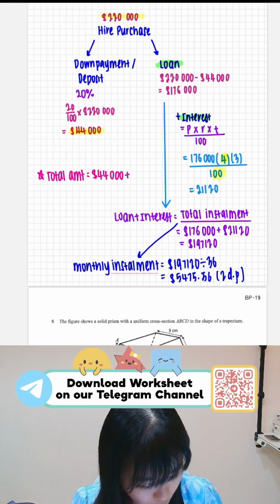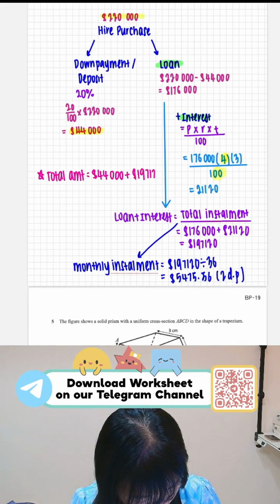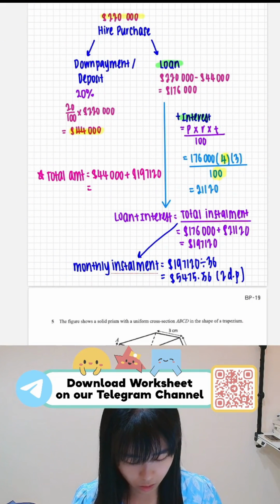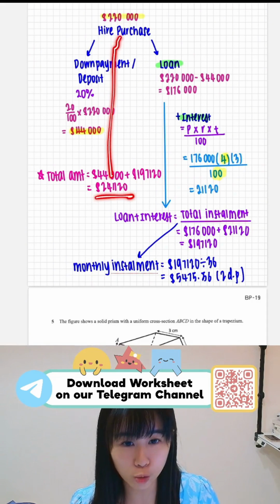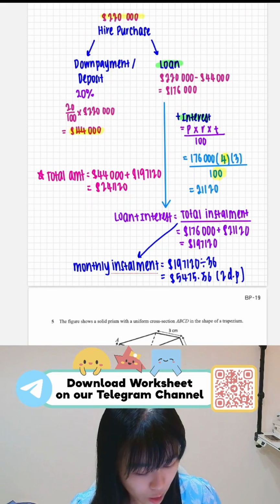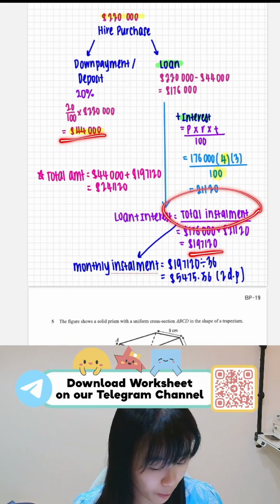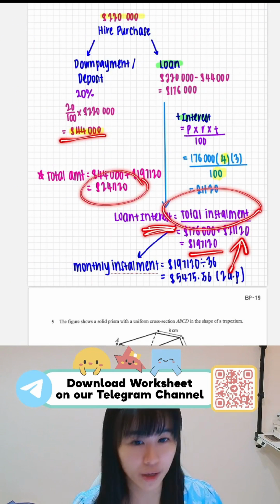You take your deposit that you already paid, 44,000, plus your total installment here, 197,120. So you will get 241,120. Why it will be more than your 220,000 is because of your interest. And why this works is because when you add the total installment, remember total installment already has the interest. That's why you will get a bigger number.